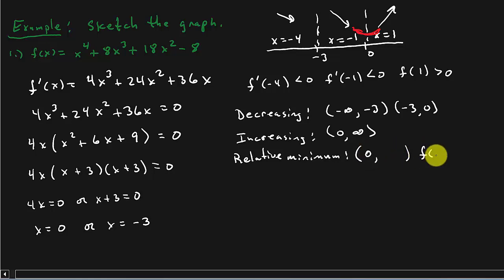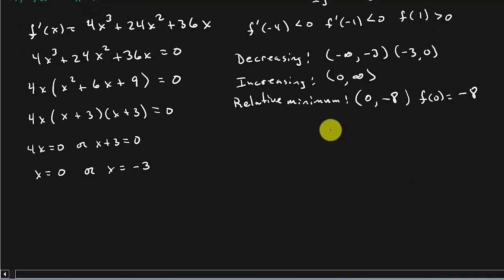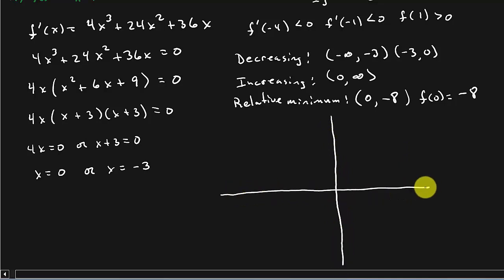And then what do I do? I take the 0, I find f of 0. So what does this mean, f of 0? That means I take the 0 and plug it back into the original function. And you can see when we plug the 0 in, we get negative 8. All right. And so guess what? Now we are ready to graph this thing.